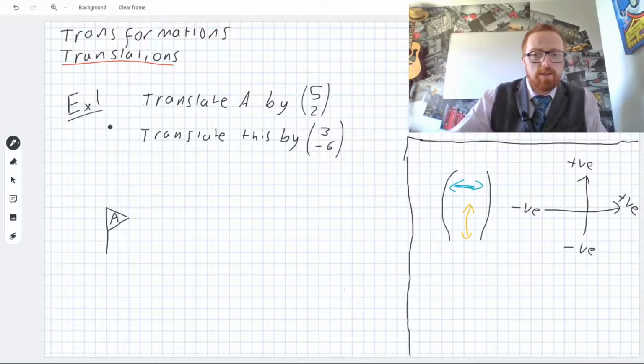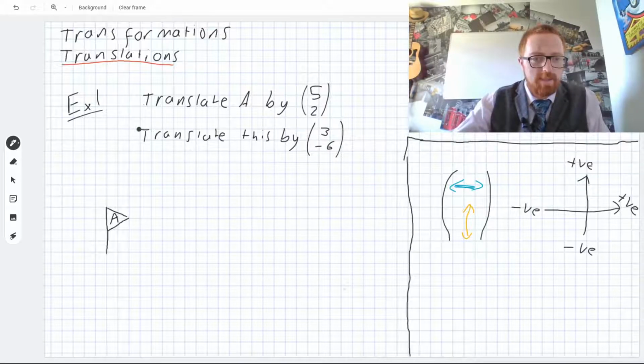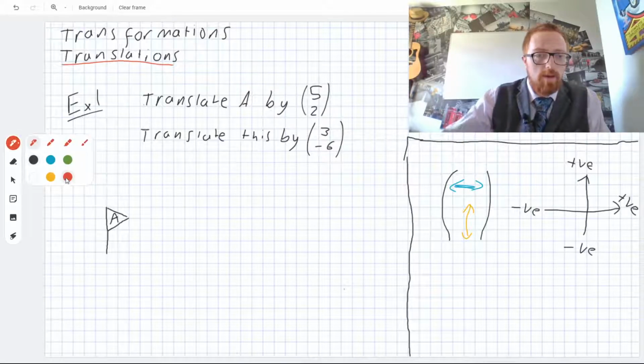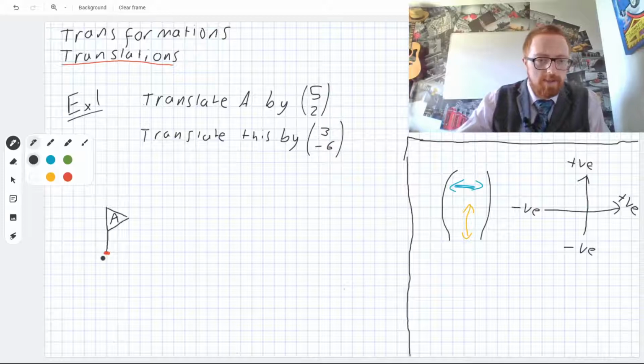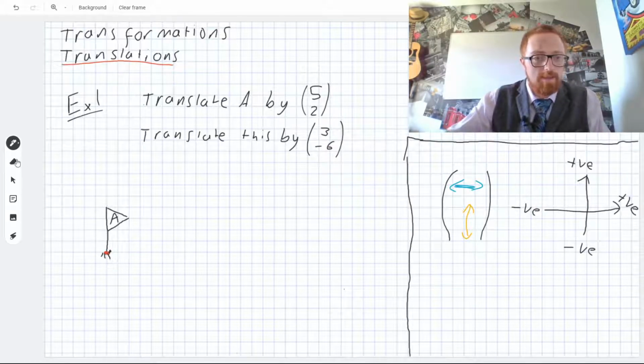So let's look at our first example here. We'll just do this brute force first of all to see where we end up, and then we'll have a look at how we can simplify that. Again, with each of these translations we need to pick ourselves a point. We need to pick ourselves a little ant as we described in last video, because that's going to carry this shape across the page.